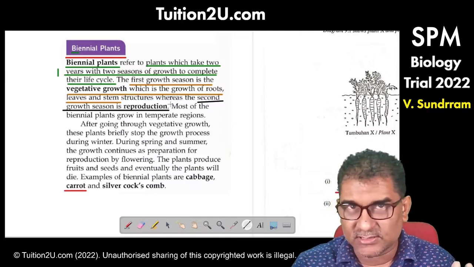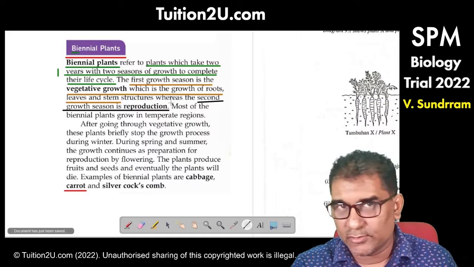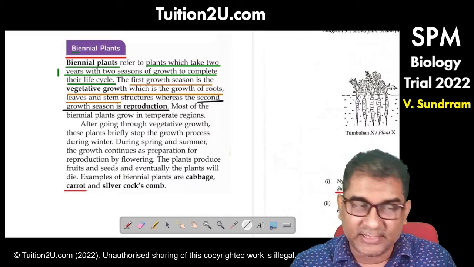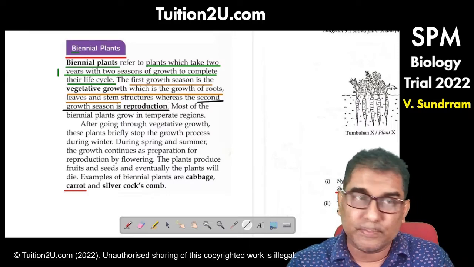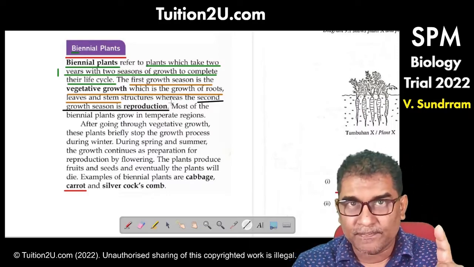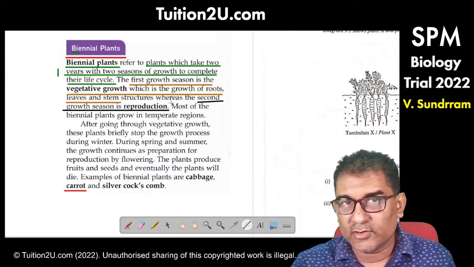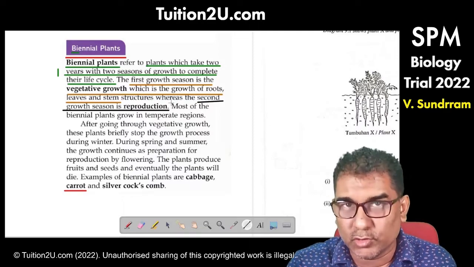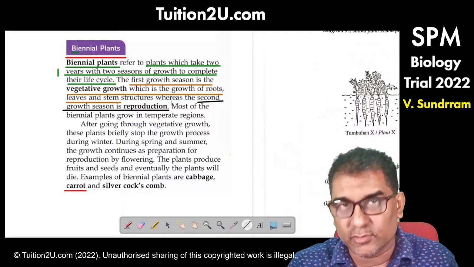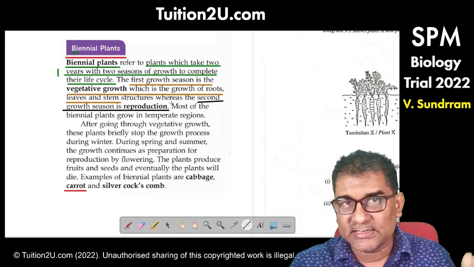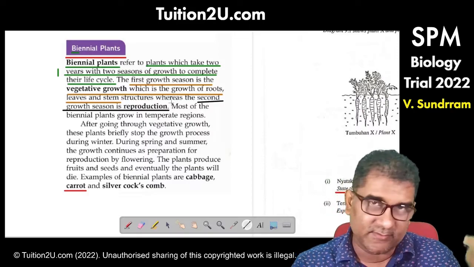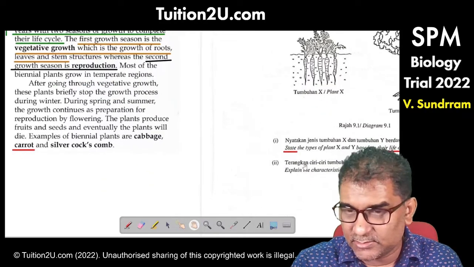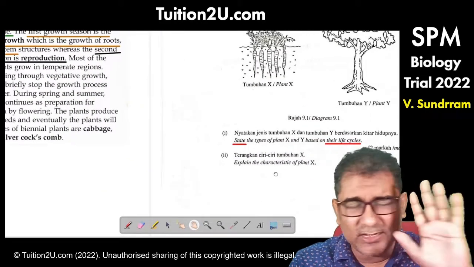You have 3 sentences. Write any 2, you get your 2 marks. The first point is it is a plant that takes 2 seasons or 2 years to complete its life cycle. That is 1 mark. In the first year or first season, the plant goes through growth: the stem, the root and the leaves grow. In the second season, the plant does reproduction. That is enough to get the 2 marks here. It's directly from the textbook. No need for a revision book.